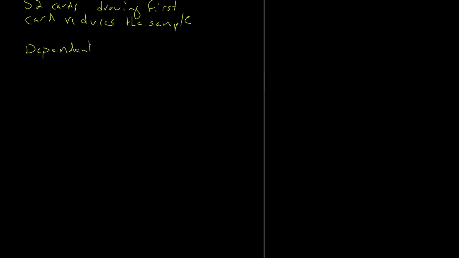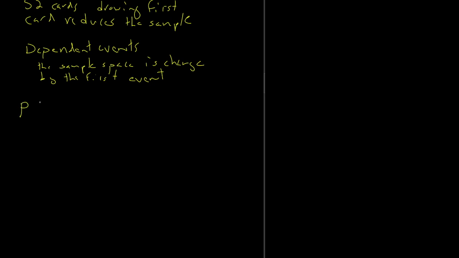And so dependent events, the sample space is changed by the first event. And so, again, using our deck of cards, the probability of drawing a king, given that my first card was an ace, well, normally the king would be drawn from a deck of 52, and there'd be 4 options. But because I drew an ace first, my sample space is smaller. And this is called a dependent.